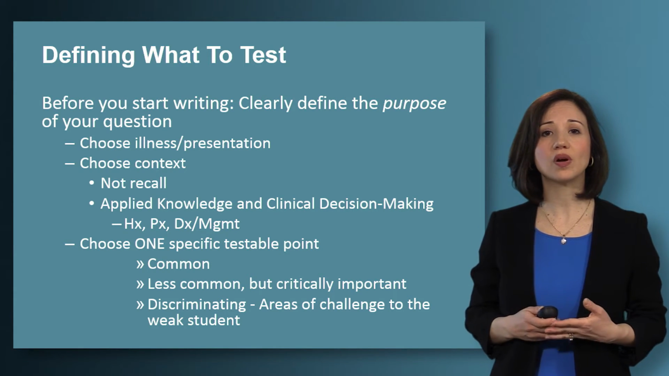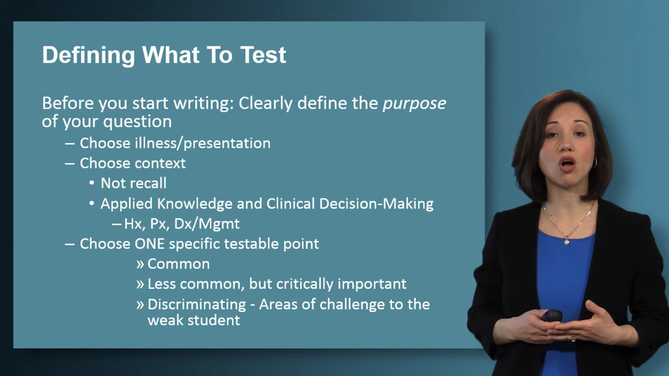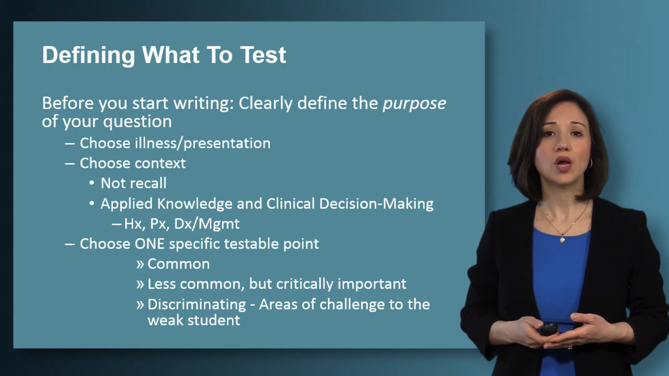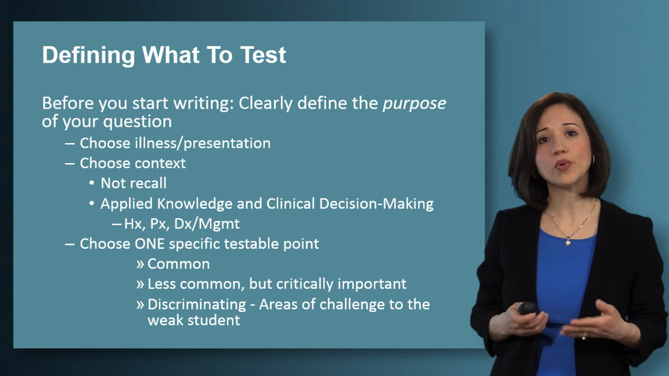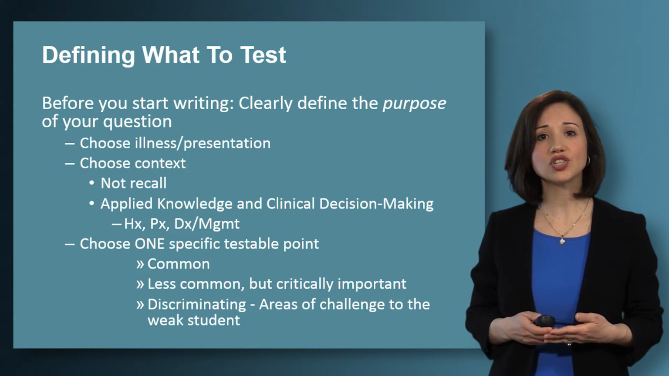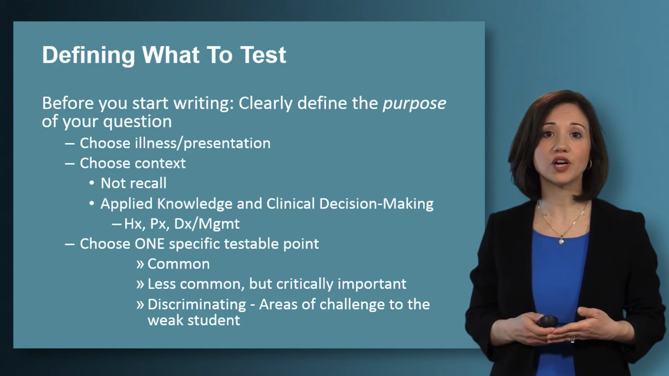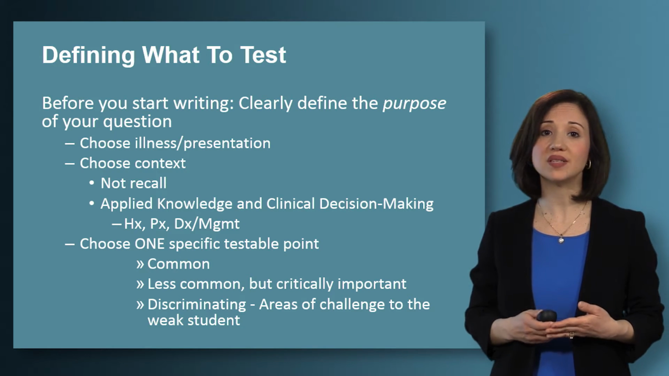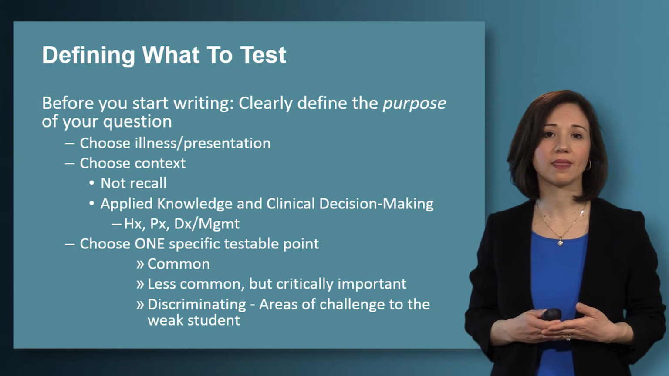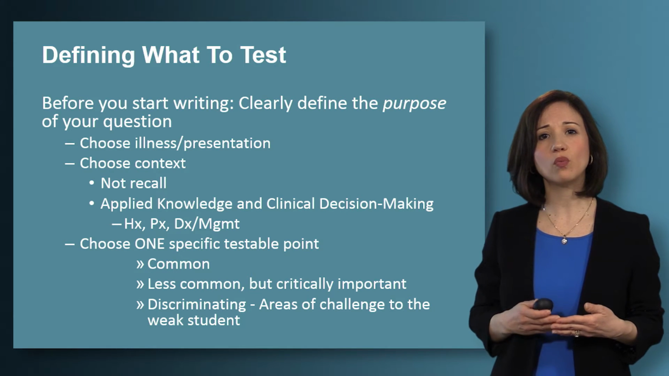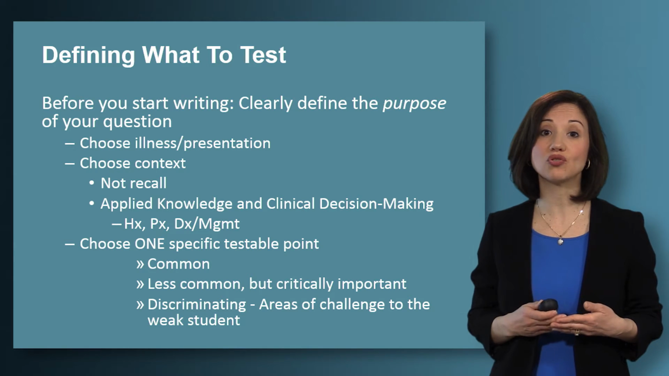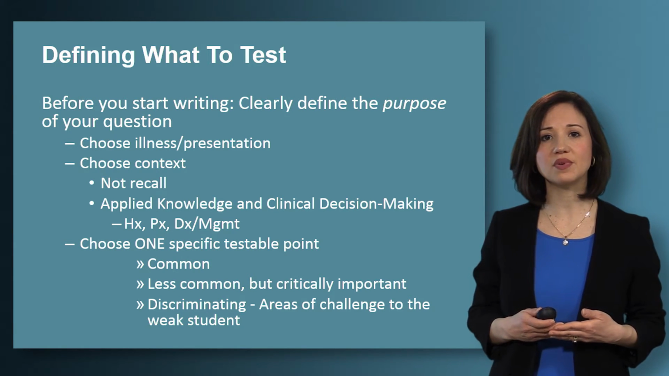When you're writing a question, you want to think about what are the common illnesses that we want all students to know about, for example, chest pain or myocardial infarction. You may want to write some questions about less common or rare illnesses, but ones that are critically important. For example, aortic dissection is not as common as myocardial infarction, but we don't want any of our students missing an aortic dissection. So a question around that illness would be worthy. Finally, you may want to also ask yourself, what are the areas of challenge to the weak student? Where do my weak students go wrong? Where do my strong students go right? These are the questions that tend to be the most discriminating.